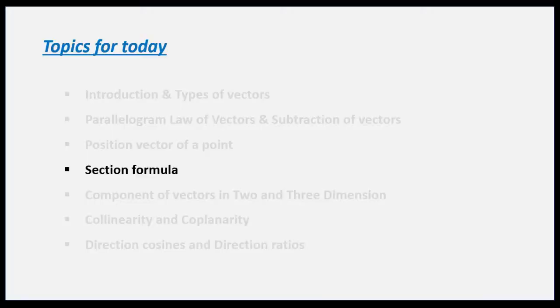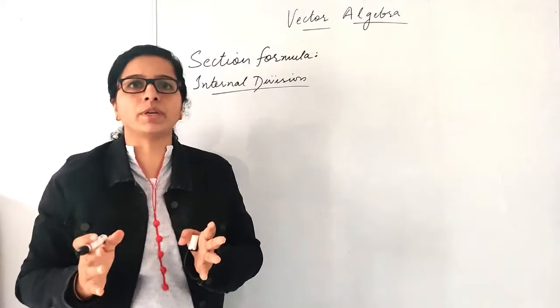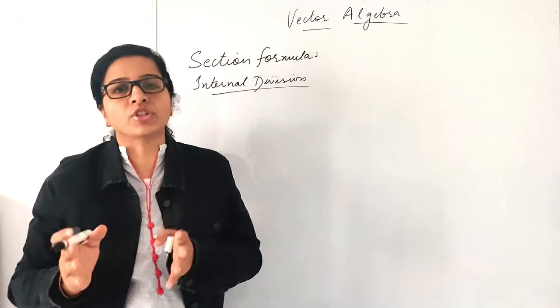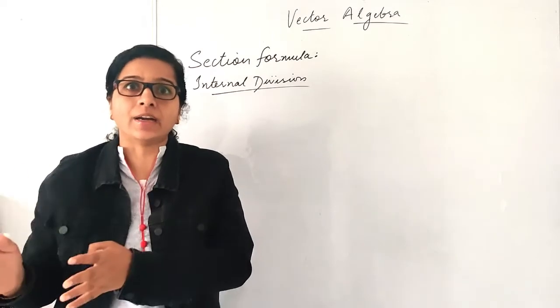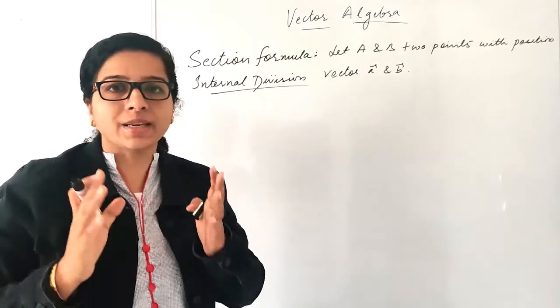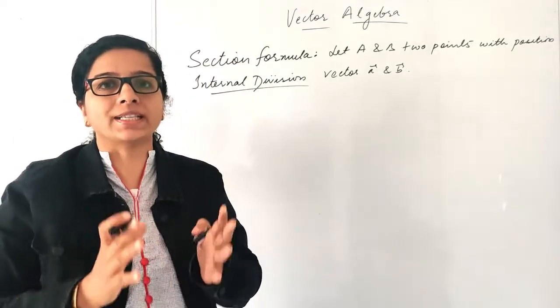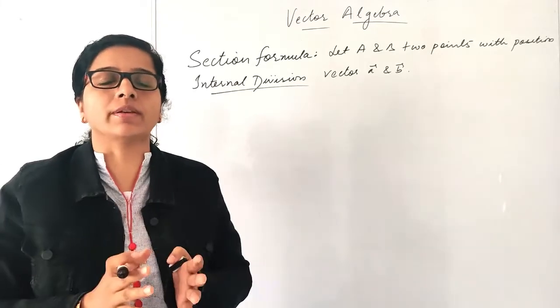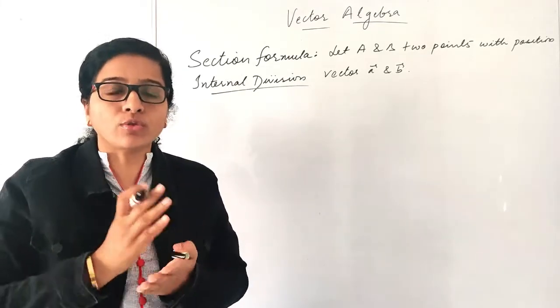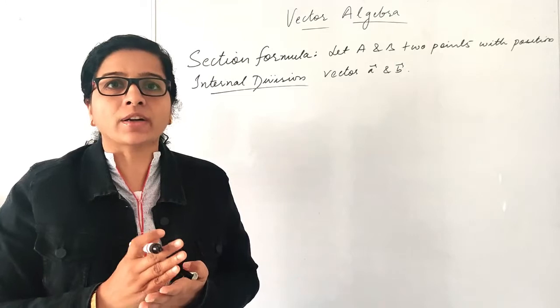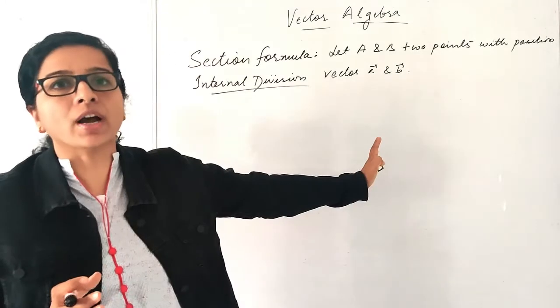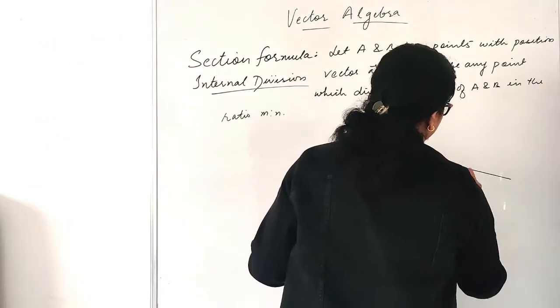So let us learn now the section formula. If A and B be 2 points with the position vectors A and B, right? And let C be any point which divides the join of A and B in the ratio m:n. So to find the position vector of C, let us check how to find the formula for that.